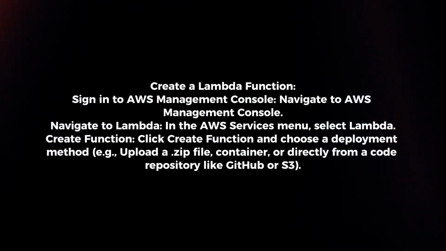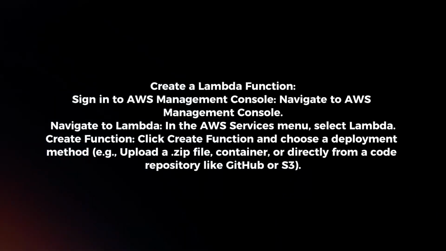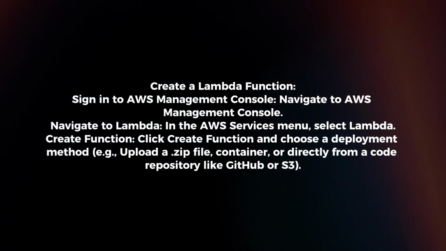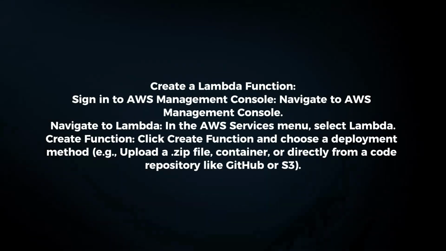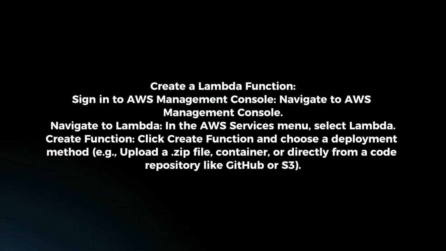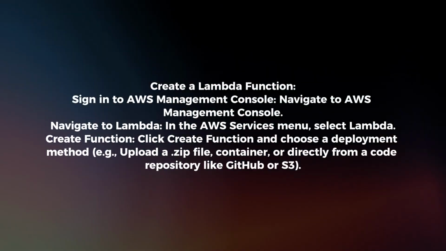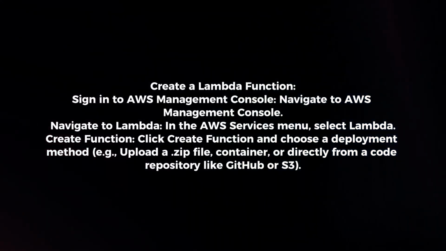Create a Lambda function. Sign into AWS Management Console. Navigate to AWS Management Console. Navigate to Lambda. In the AWS Services menu, select Lambda. Create function. Click Create Function and choose a deployment method.